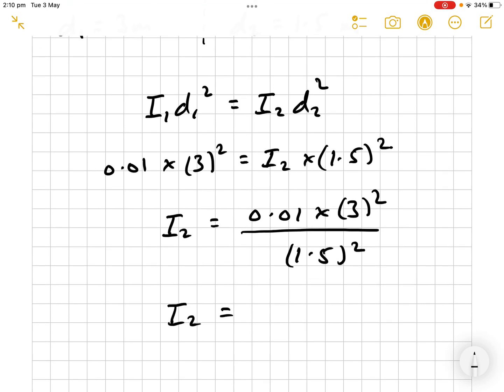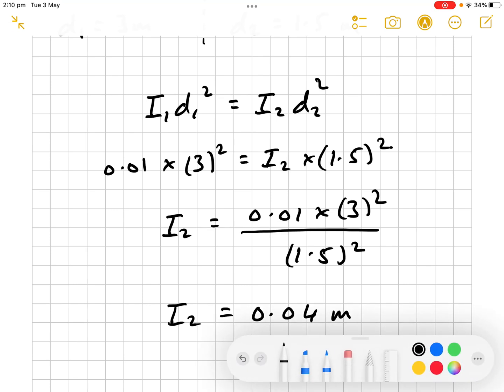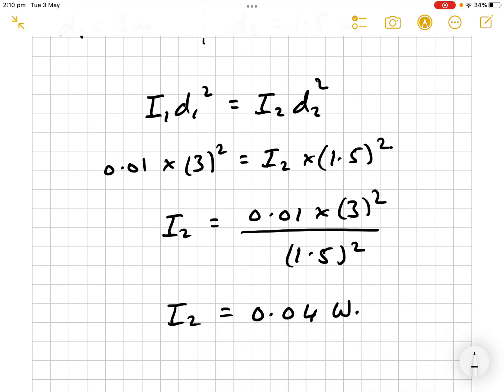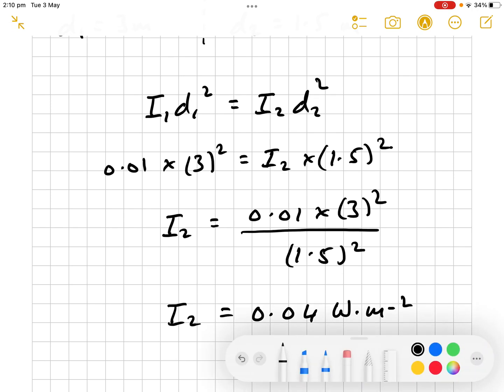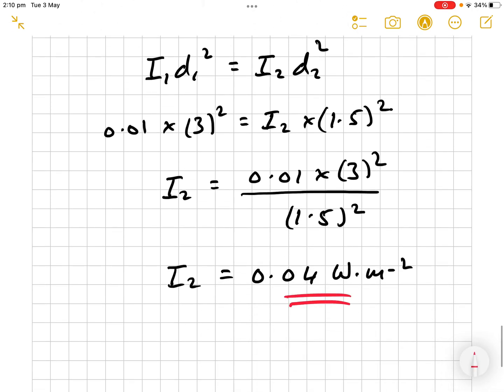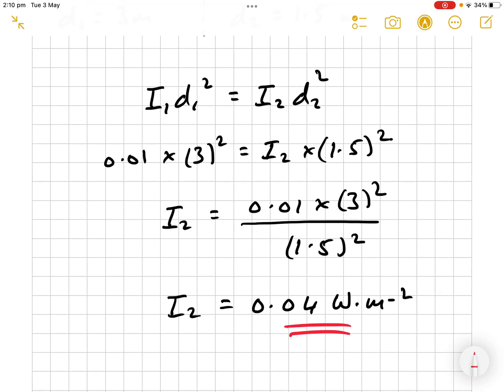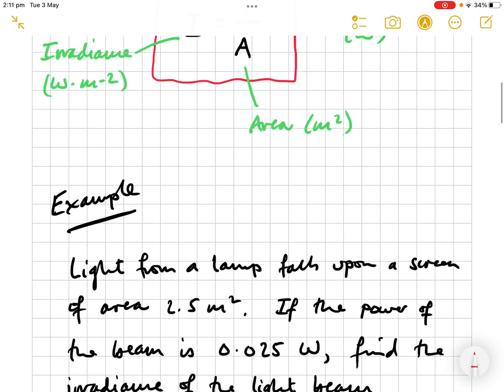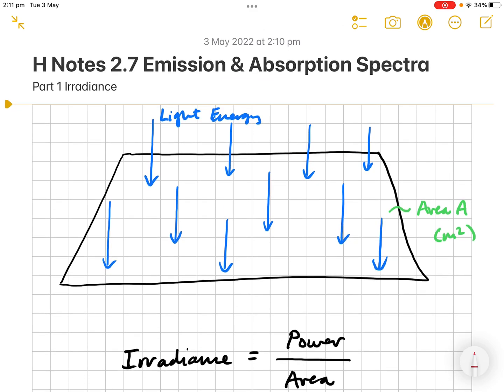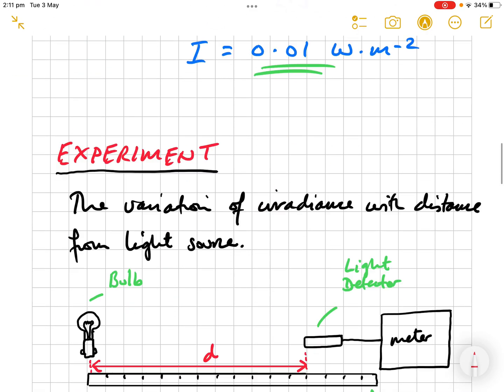And when you work all of that out, you'll find that the new irradiance is a larger number, in this case 0.04 watts per square meter. And that's how you use the irradiance equation. This brings us to the end of this short note on irradiance. That's 2.7, part 1.